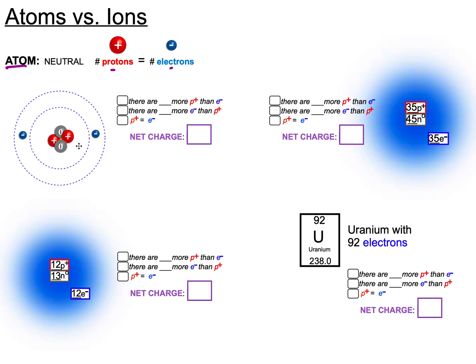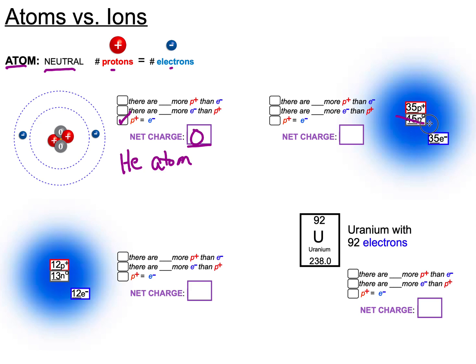So you look at this picture here. I've got 2 protons. I don't care about the gray neutrons. I've got 2 protons and I've got 2 electrons. That means I'm going to go with that line, protons equals electrons. They're equal, net charge 0. I would call this, 2 protons means it's helium. I would call this a helium atom. I wouldn't use the word ion because it's a 0 for a charge. Atoms are neutral.